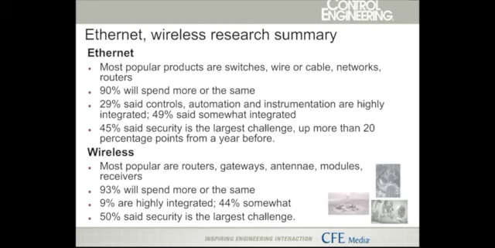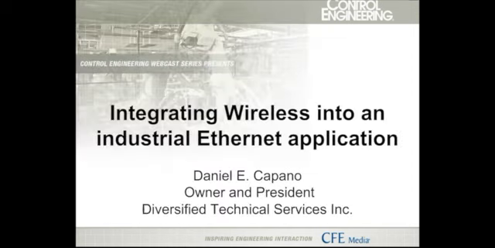With wireless, the most popular products are routers, gateways, antenna, modules, and receivers. 93% will spend more or the same in the coming year. Just 9% have wireless that is highly integrated with controls, automation, and instrumentation, and half said security is the largest challenge they have with wireless.